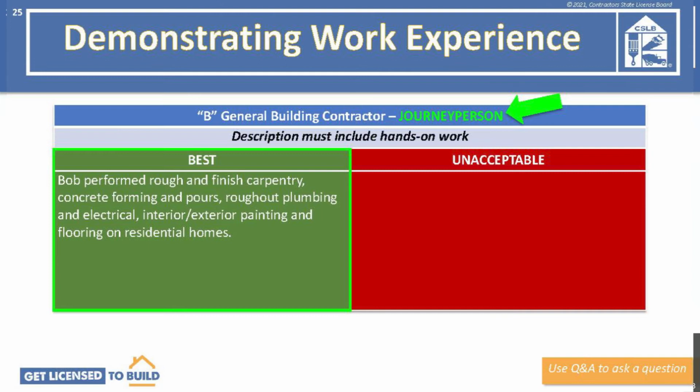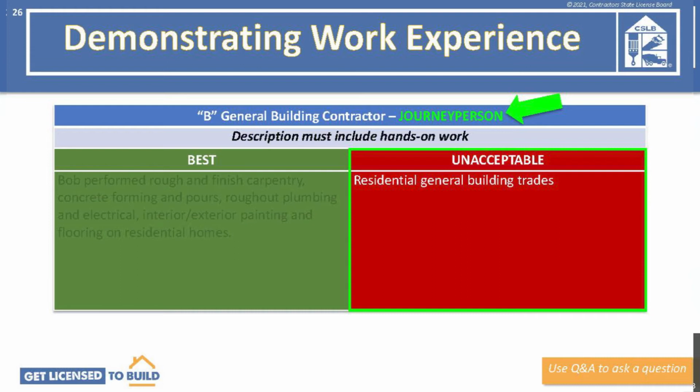Okay, so our first example here is for the Class B General Building Contractor. The best type of description your certifier would use for journeyperson experience is to be specific. Journeyperson experience must include hands-on work like this: Bob performed rough and finish carpentry, concrete forming and pours, rough out plumbing and electrical, interior and exterior painting, and flooring on residential homes. An unacceptable description would be something generic, something like this: residential general building trades.